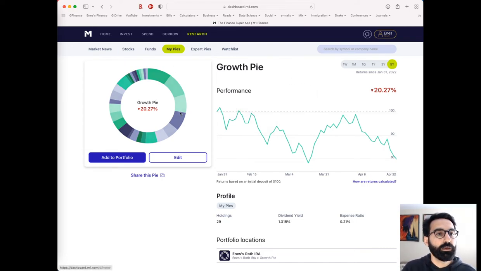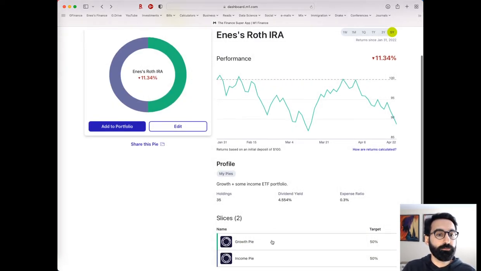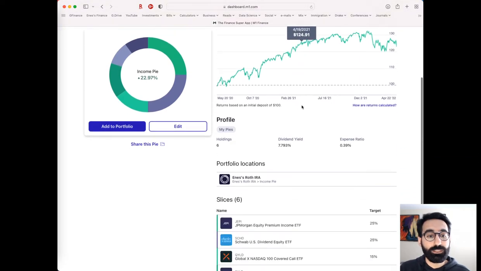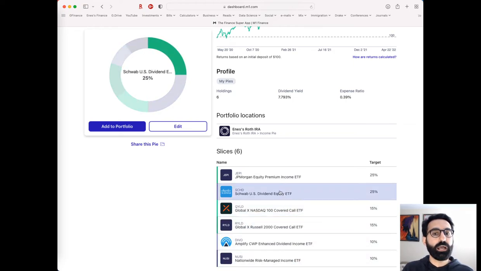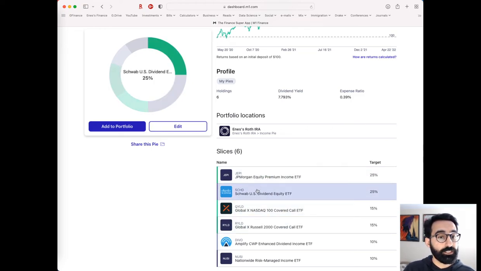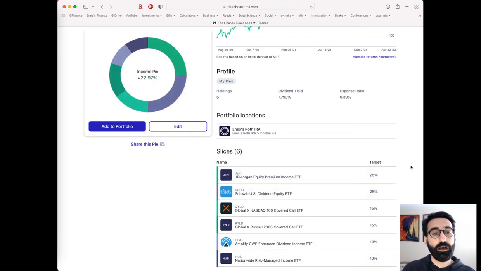All right, now I'm going to go back to my main portfolio, and I'll also show you how my other slice looks. This slice I call the income pie. It is only focused on generating income. I don't have specific stocks, only specific income-generating ETFs: JP Morgan, SCHD, QYLD, RYLD, DIVO, and NUSI. These are all great income generation funds that pay me dividends monthly, and the current dividend yield for this is almost 7.8%, and the expense ratio is pretty low, 0.39.